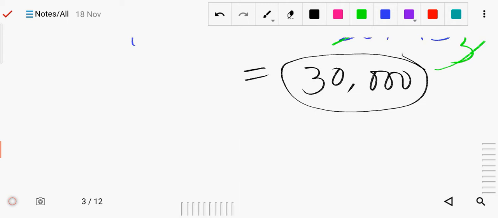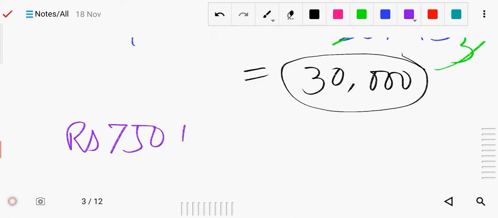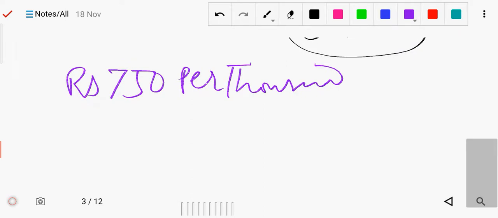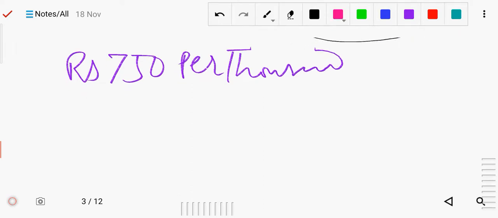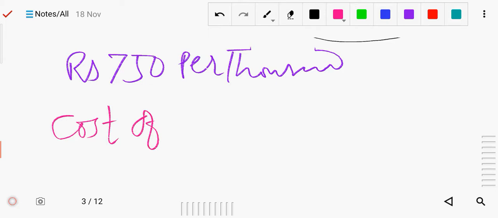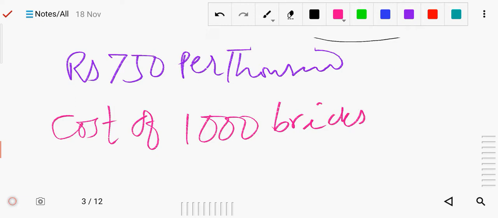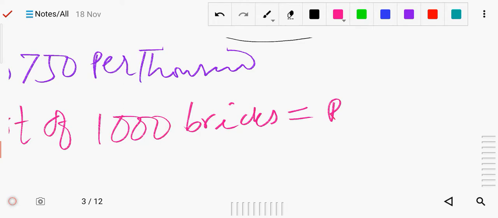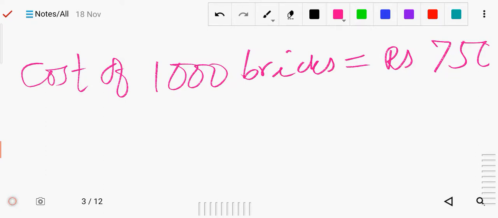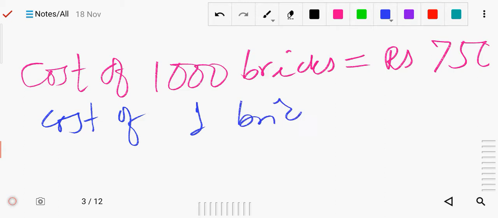In the question it is given that rupees 750 per thousand. What does per thousand mean? It means the cost of 1000 bricks is rupees 750. So can we get the cost of one? Yes. So what is the cost of one brick?